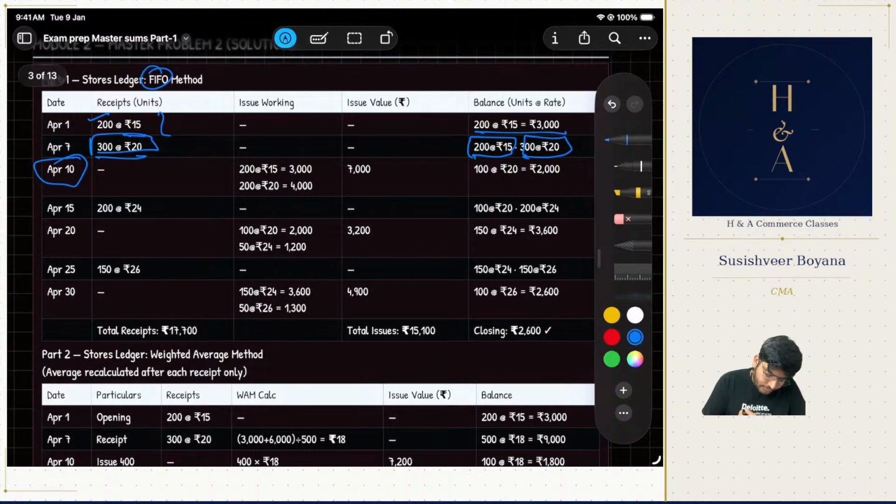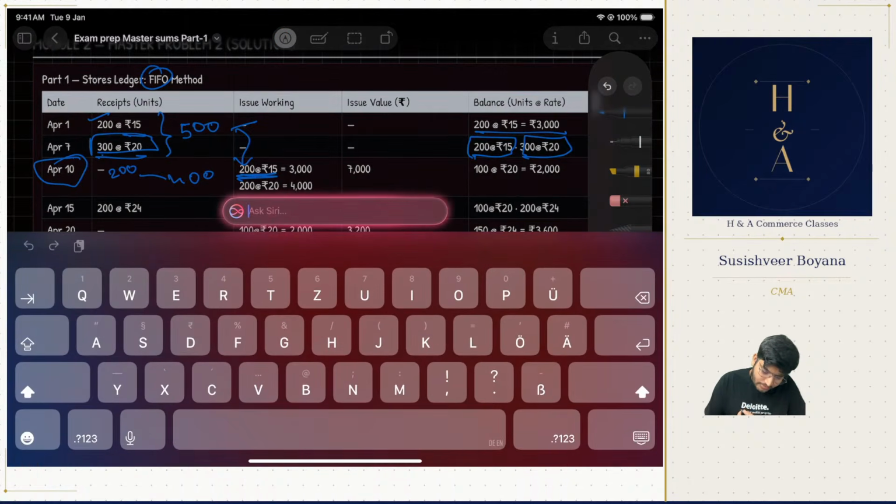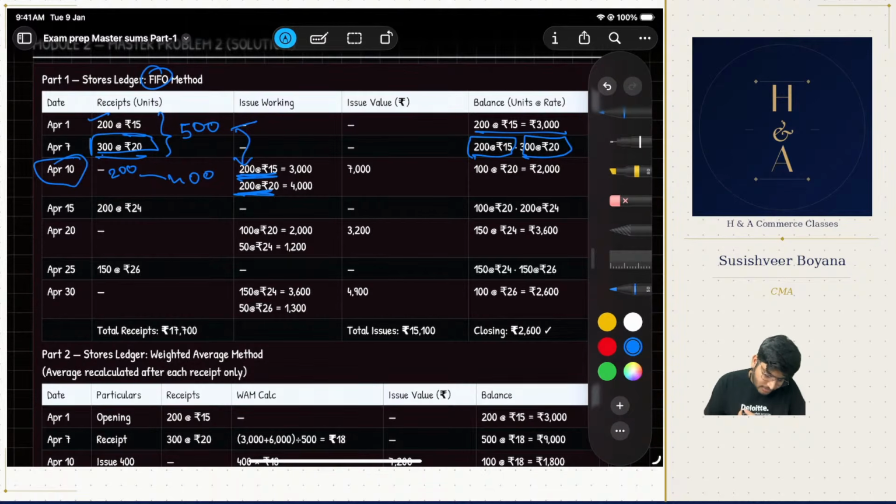We already have a total of 500 units in stock. Are we going to use all 500 here? No. He only needs 400. So first we have 200, so we're going to use 200 at the rate of 15. Then in the balance 300, we're going to use the other 200. That comes to the issue of 7,000. So what is left, sir, as value? In this 300, we only have 100 units left at the rate of 20. So 100 into 20, 2000 is the closing balance. This is under FIFO, right?